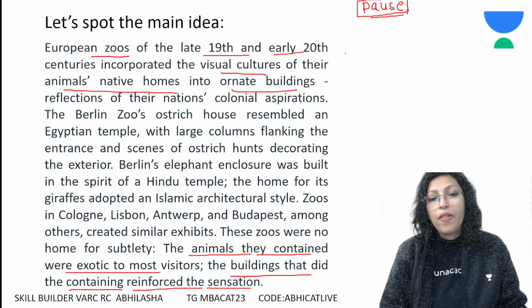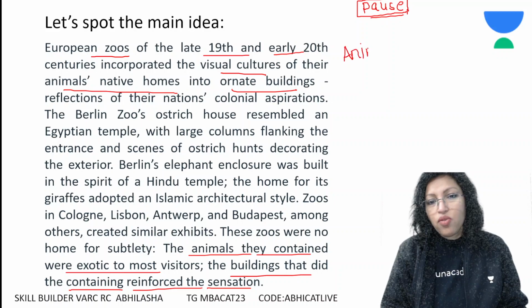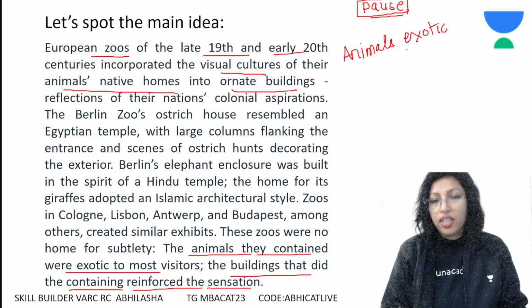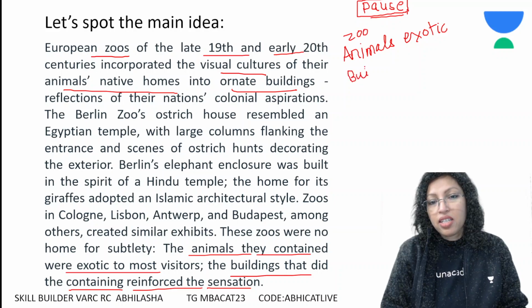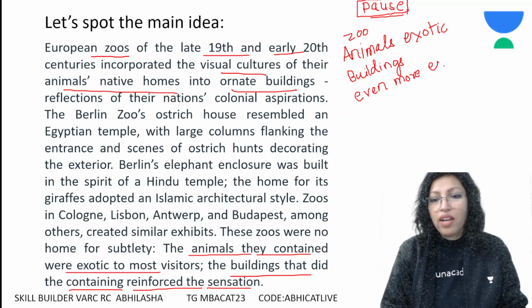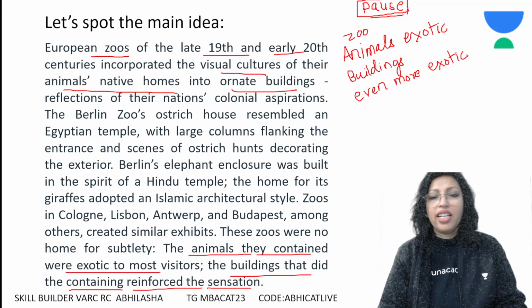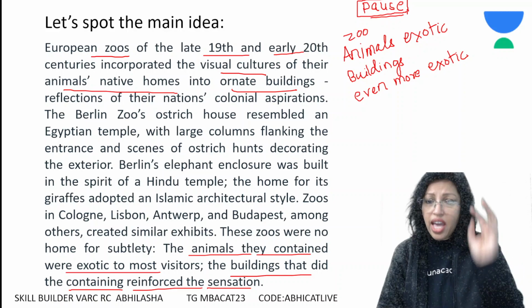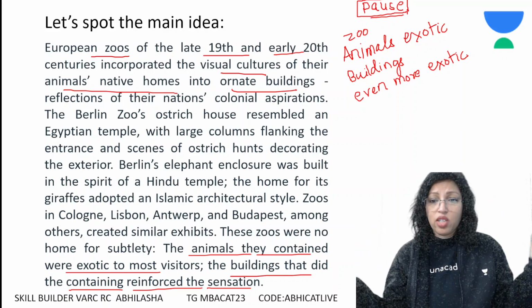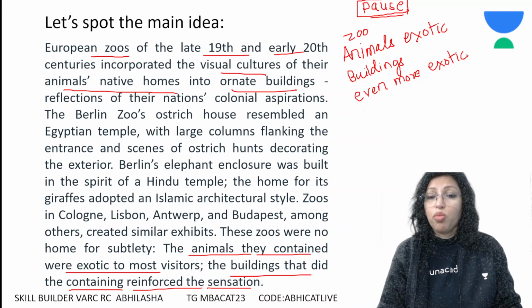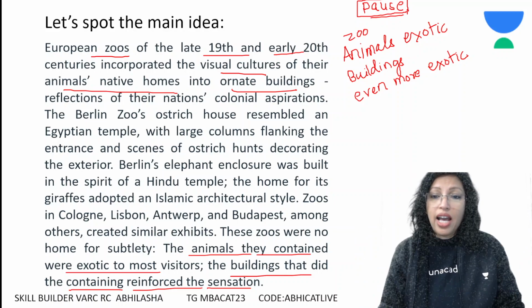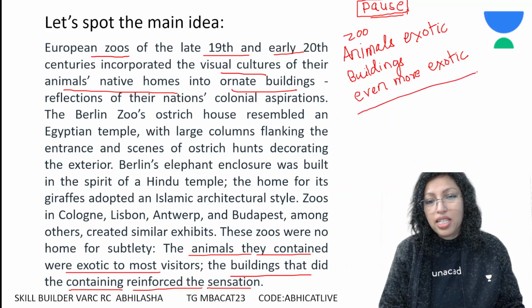So we are talking of two things. One, the animals in the zoo are exotic, and the buildings were even more exotic. And they were built that way to reinforce this idea. These animals are exotic, and when you come here, you're going to be wowed by the buildings as well as the animals. So that is what this passage is all about.